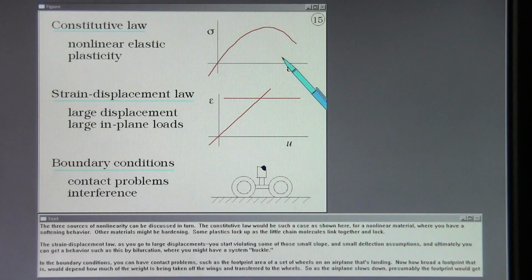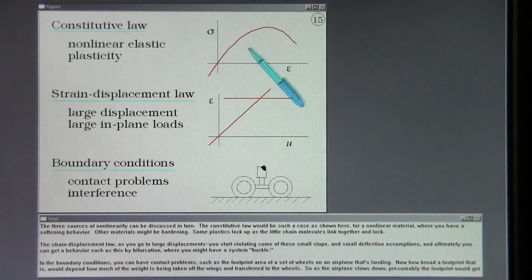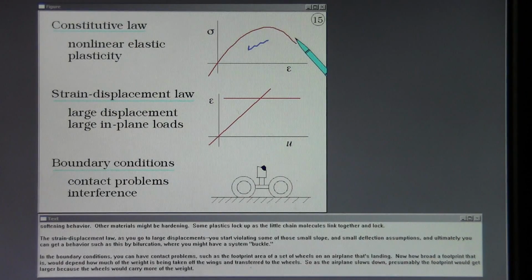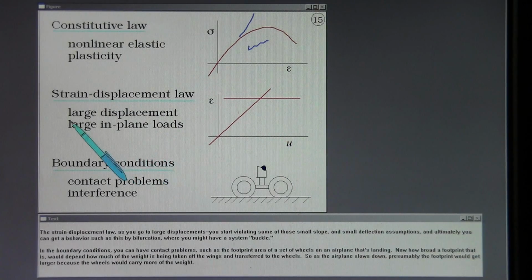The 3 sources of nonlinearity can be discussed in turn. The constitutive law would be such a case, as shown here for a nonlinear material where you have a softening behavior. Other materials might be hardening. Some plastics lock up as the little chain molecules link together and lock. In the strain displacement law, as you go to large displacements, you start violating some of those small slope and small deflection assumptions, and ultimately you can get behavior such as this bifurcation, where you might have a system buckle.